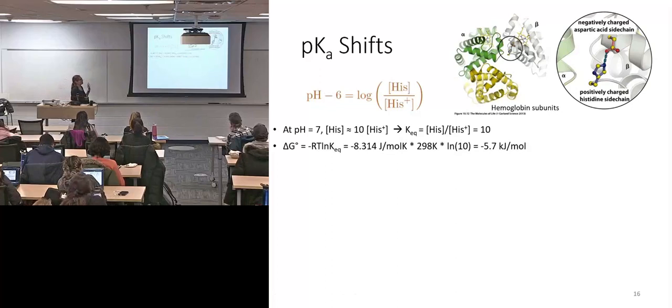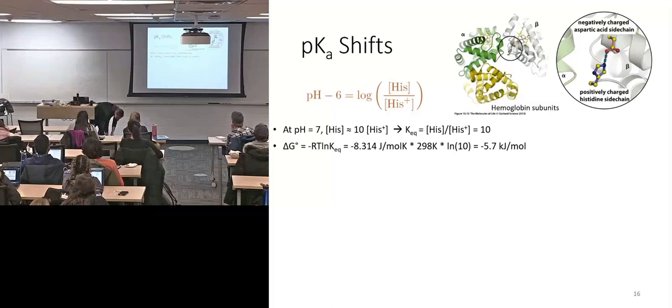So at a pH of 7, is it spontaneous to take the proton off? I think I said it backwards earlier when I was trying to set up this reaction.